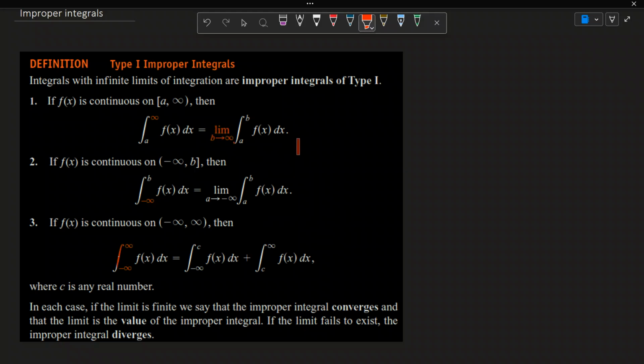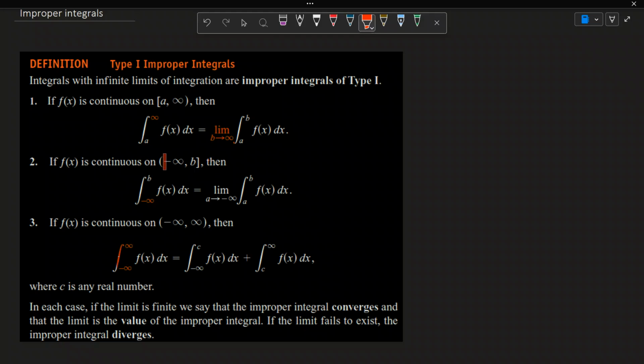If the limit exists, or it's better to say if the limit is finite, then the limit is going to be the value of the improper integral, and we say that the improper integral is convergent. If the limit does not exist, the improper integral is called divergent.